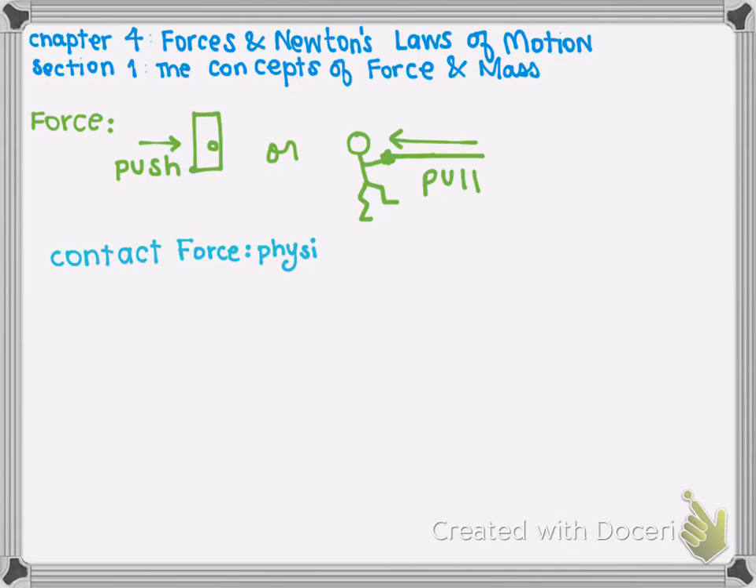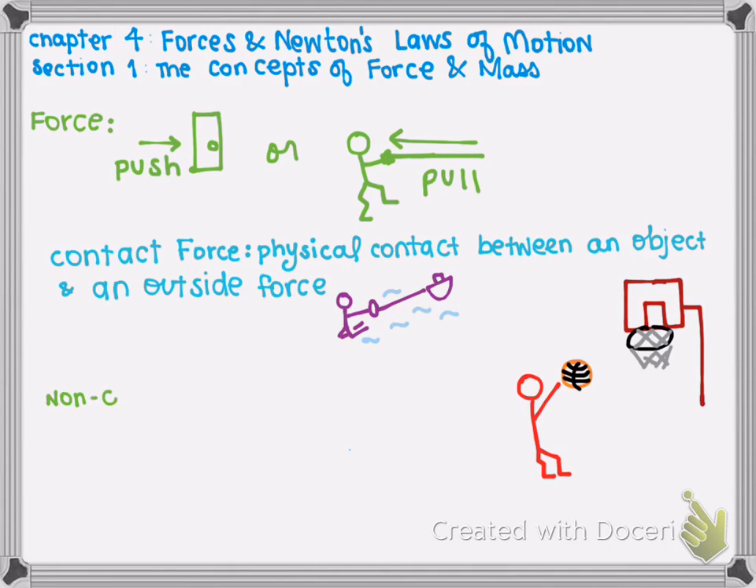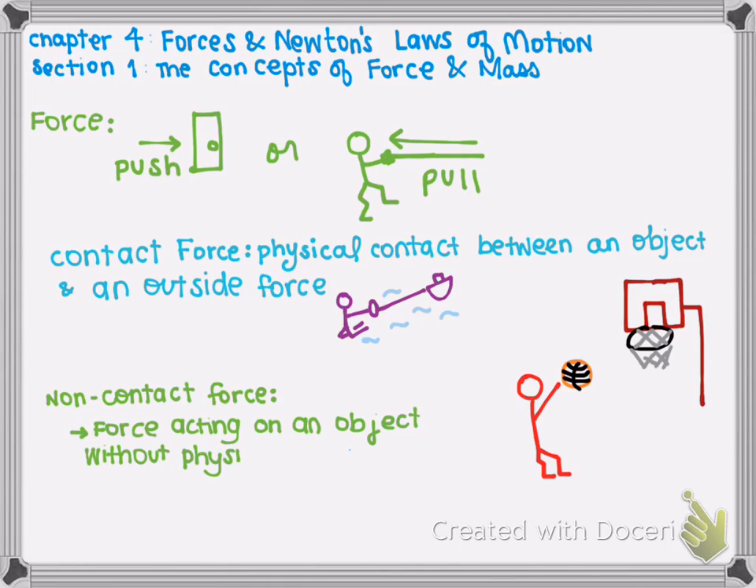So there are two types of forces. A contact force, which is a physical contact between an object and an outside force. What does this mean? This means that there is an outside force which is applying either a push or a pull on another object. Let's look at these examples. There's a boat which is pulling a water skier around a lake. So the outside force would be the boat, which is applying a force by pulling the other object, which would be the water skier. Another example would be this basketball player who is shooting his ball into the net. The force is being applied by the basketball player.